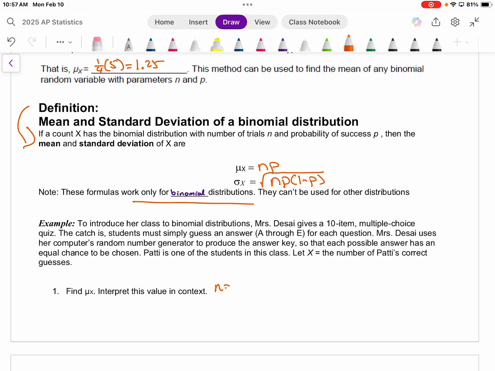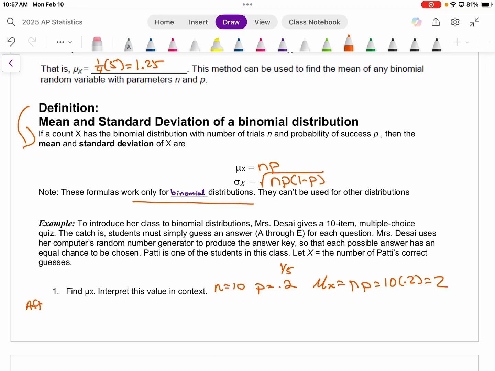So again, n is equal to 10. The probability of getting a question correct was 0.2 or 1/5. And so they asked us to figure out, okay, what is the mean of this situation? Mu x would be equal to np, which is 10 times 0.2, which is 2.